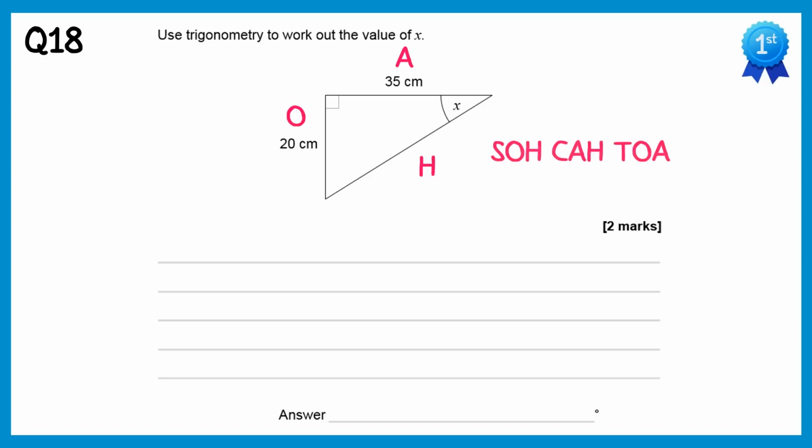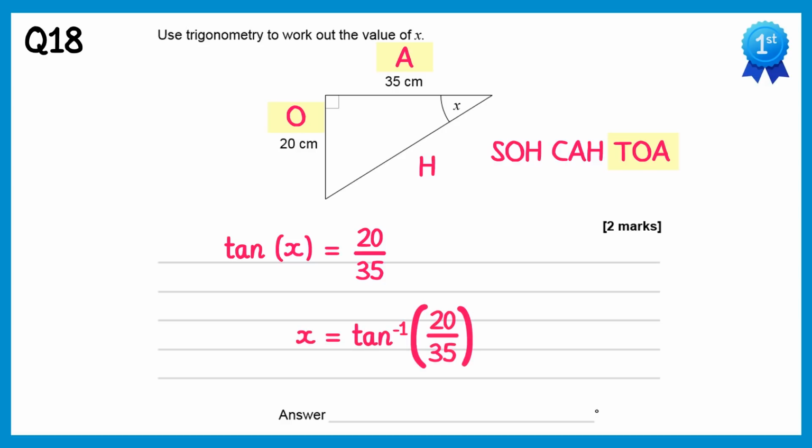So we'll use SOHCAHTOA. In this question we have O and A marked, so it must involve tan. So tan of the angle, which is x, equals the opposite, which is 20, divided by the adjacent, which is 35. We then do inverse tan, so x equals inverse tan of 20 over 35, type this into your calculator, and you'll get 29.7 degrees.